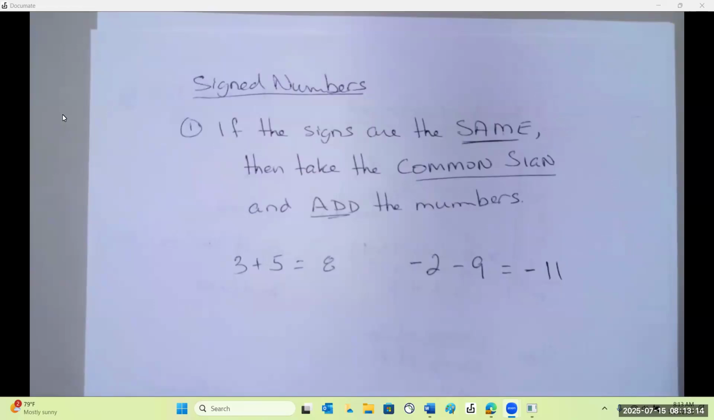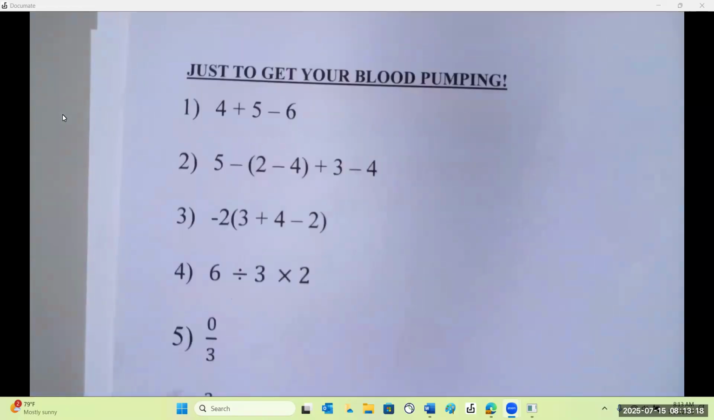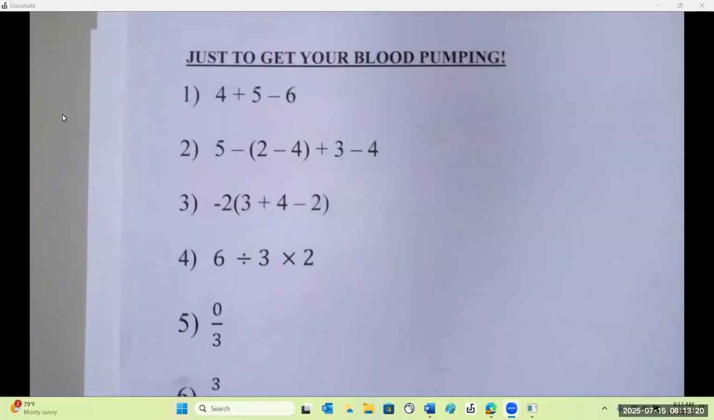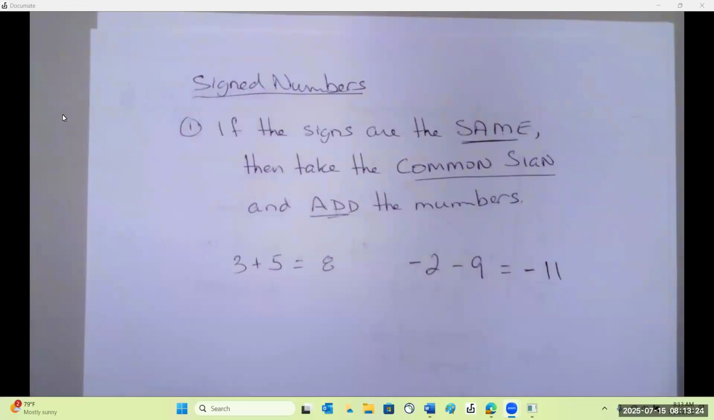Actually, because what I was going to do this morning is give you this. Get your blood pumping. We'll do this in a second. We'll go through all these. Just to get our brains working and think mathematically.